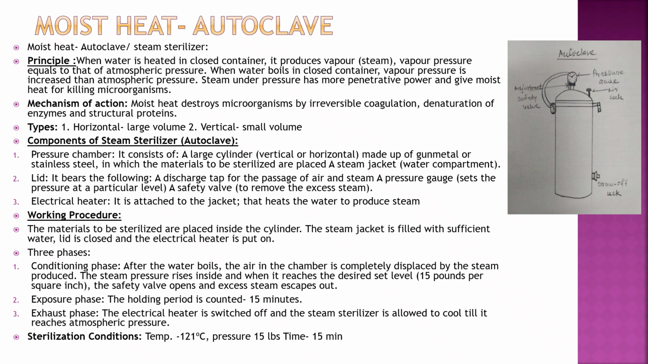In the conditioning phase, you have to set the conditions of temperature, pressure and time. That is temperature 121 degrees Celsius, pressure 15 lbs and time 15 minutes. After the water boils, the air in the chamber is completely displaced by the steam. The steam pressure rises and reaches the desired level, that is 15 lbs pressure. Then the safety valve opens and excess steam is removed.